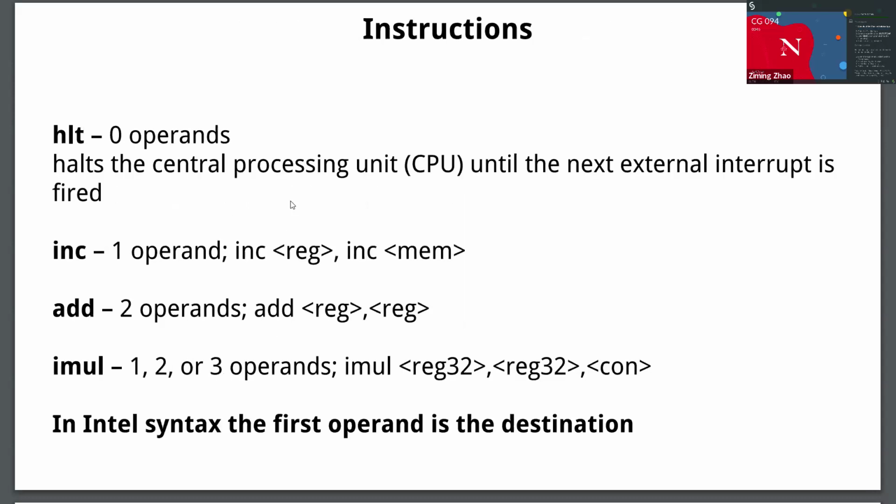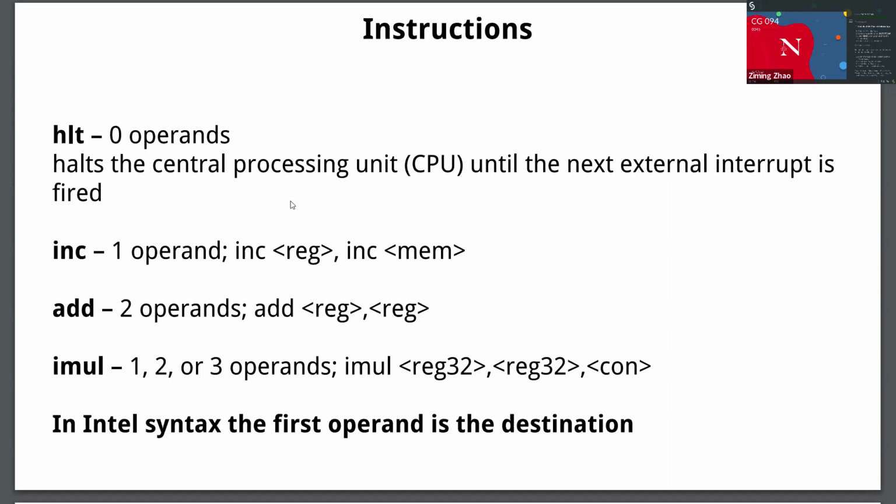Let's look at one example, the halt instruction, which will stop the CPU. This instruction doesn't take any argument, so there's no operand, just the halt, that's it. Then there's another instruction, increment, INC. It will increase the value at a register or memory location. So you need to specify what you want to increase, either a register or memory location.